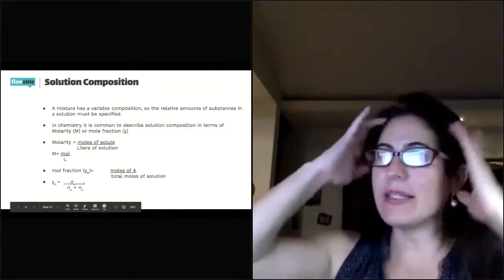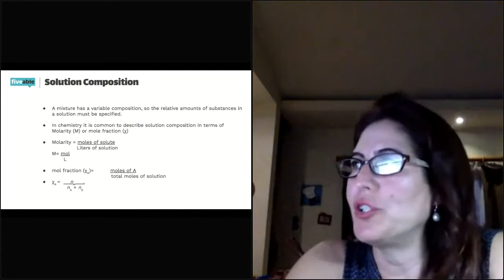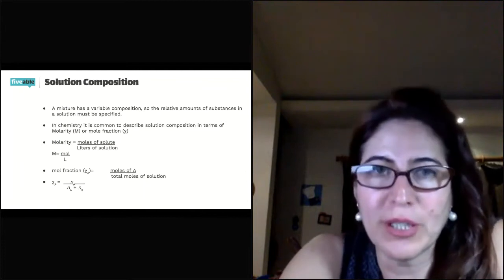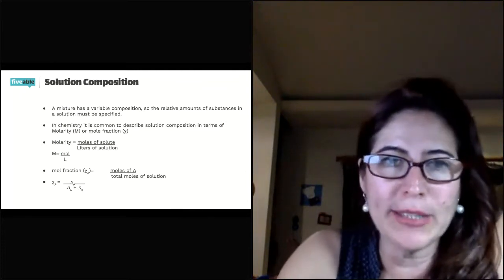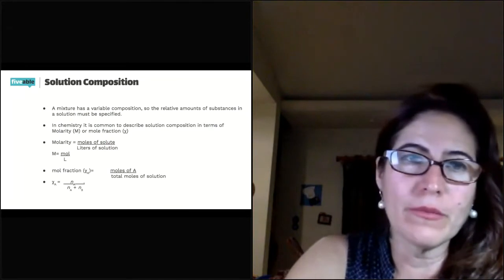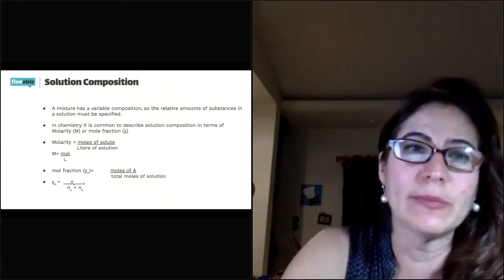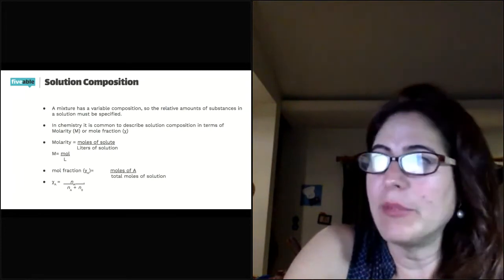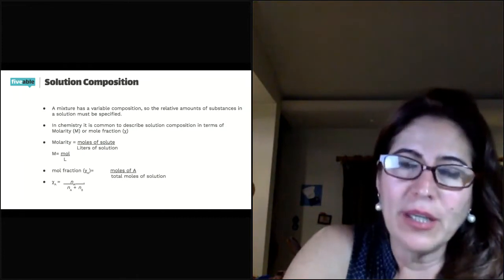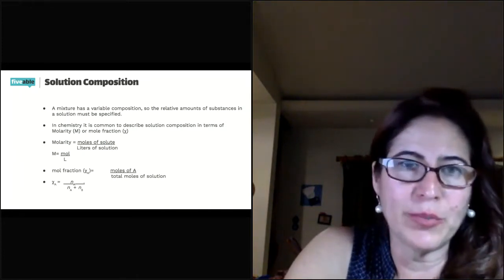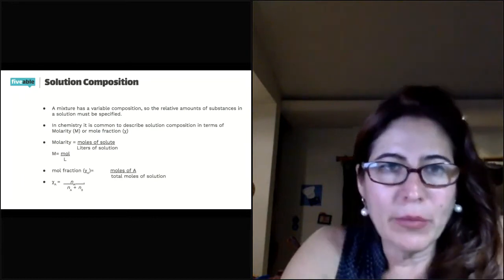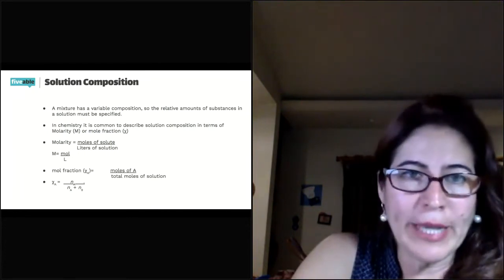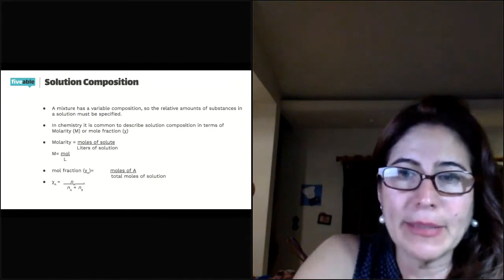Okay, since we have variable compositions for solutions, we need to specify these amounts to describe, for example, the distribution that Beverly was talking about. There are two ways to measure or explain to other people what this distribution is all about. The most common in chemistry are molarity and mole fraction. There are others like mass percent, molality or normality, but we're just going to focus on these two since they're the most common, and you're only going to be asked about those two on the AP exam.